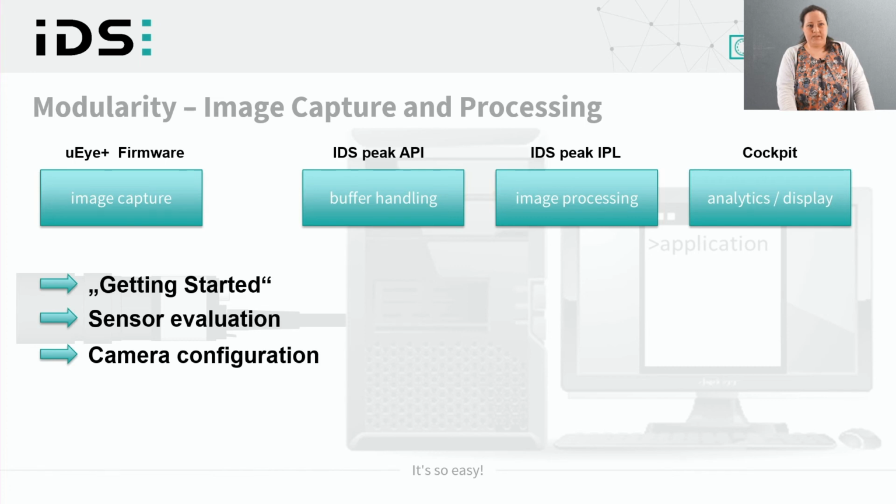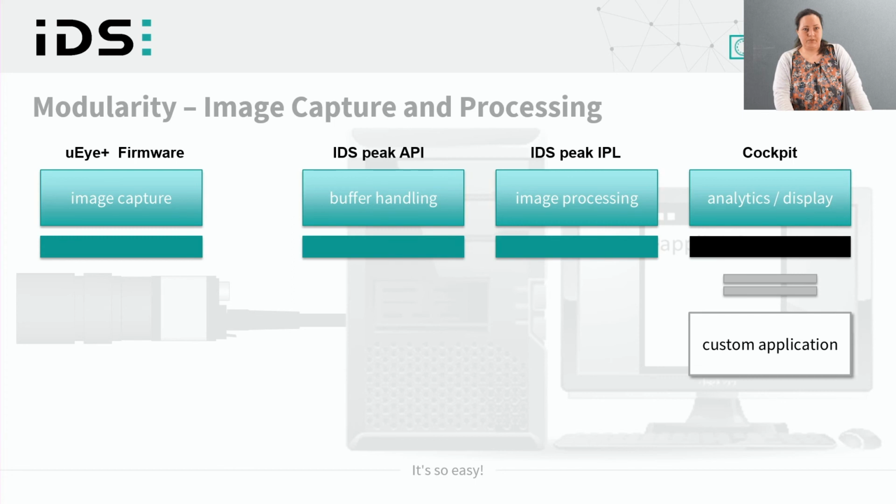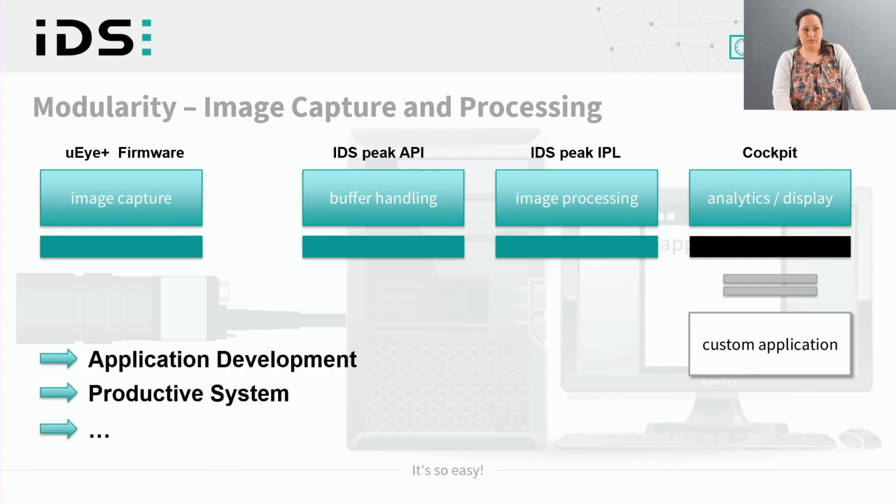This is a typical getting started situation. You connect the camera for the first time and just want to see how it works, or you want to evaluate if the sensor meets your requirements, or you want to find out the camera configuration. But you can replace the cockpit, which is a ready-to-use tool for you, by your custom application. This is typically the case when you do application development, or if you bring your developed application into a productive system.